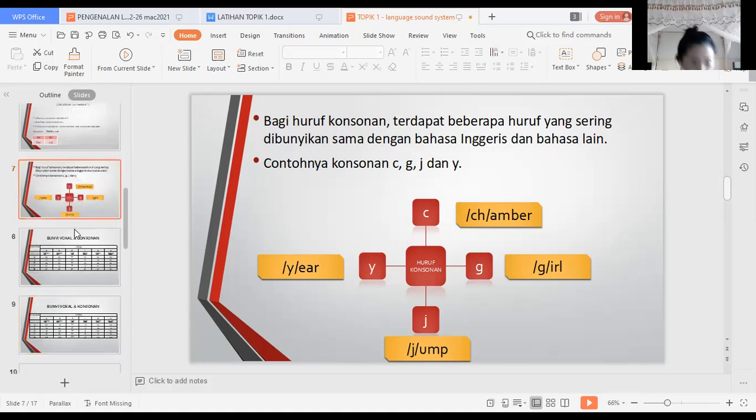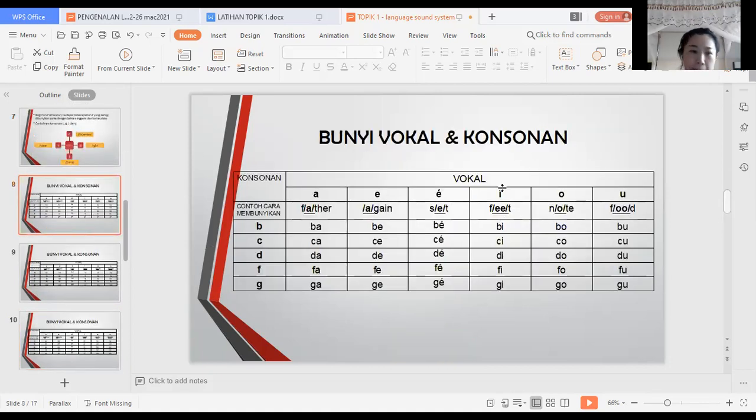So now you're going to the next part, bunyi, vocal, and consonant. You have to spell and pronounce it. First, you have to spell and pronounce it like this. So I give you a method. B, A, ba. B, E, be. B, I, bi. B, O, bo. B, U, bu. And then pronounce: ba, be, bi, bo, bu.